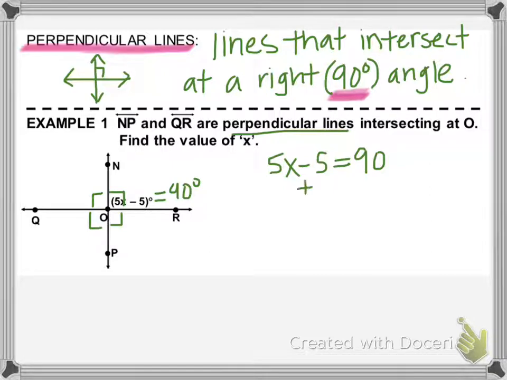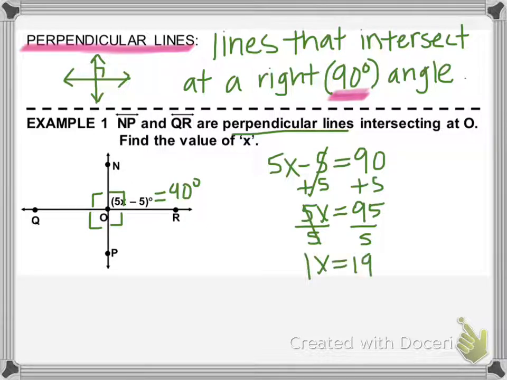We're going to add 5 to both sides. So 5x equals 95. And then we'll divide both sides by 5. So x equals 19. Easy peasy.